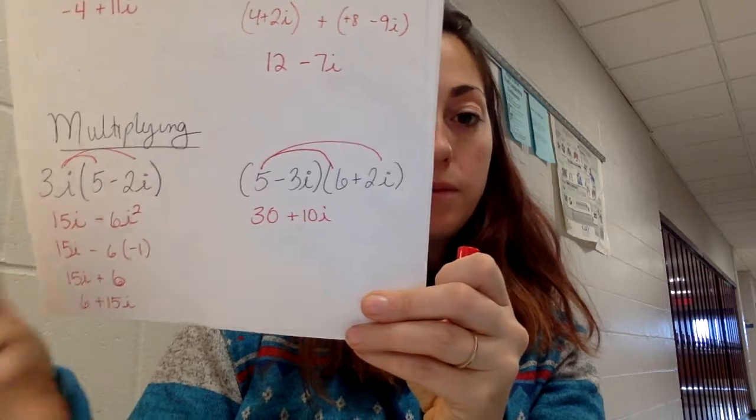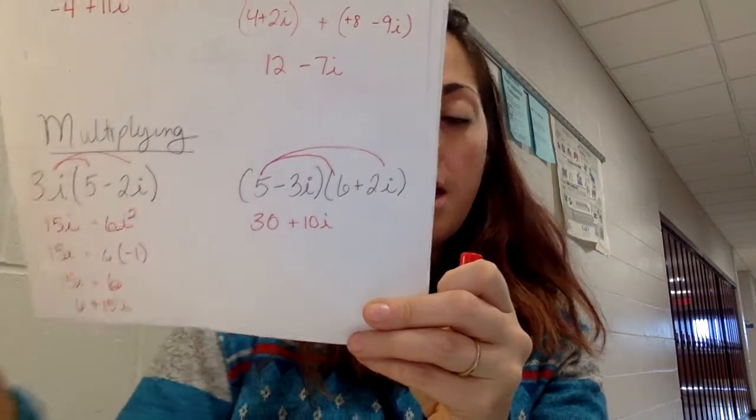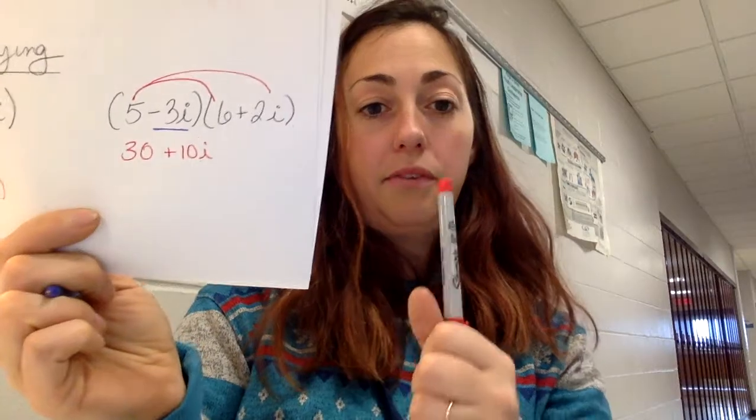And now 5 is done. I've multiplied by both terms. I'll go look at the -3i and multiply those by both terms. I'll use a different color because that makes it more fun. I'll use blue. So I have -3i times 6. That's -18i. I have -3i times +2i. It's -6i squared.